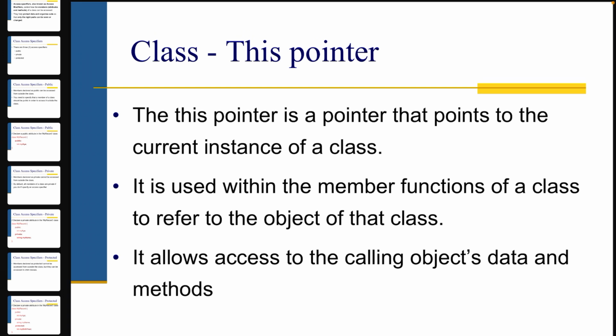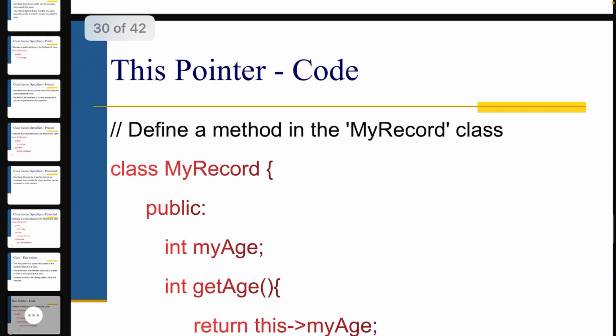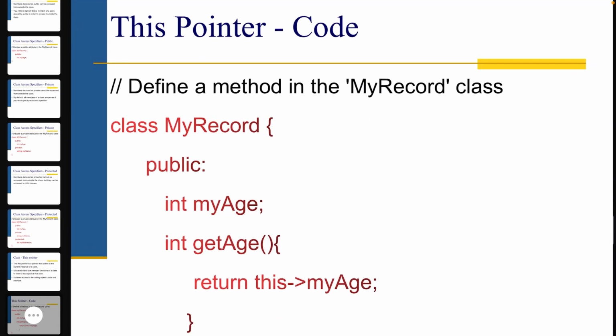So move to class this pointers. The this pointer is a pointer that points to the current instance of a class. It is used within the member function of a class to refer to the object of that class, and it also allows access to the calling object's data and methods. And this is the code for the this pointer.